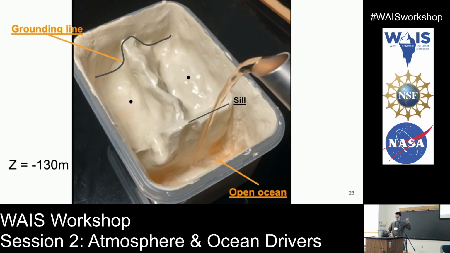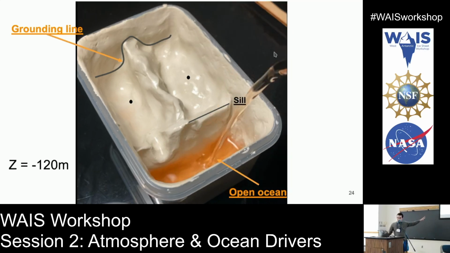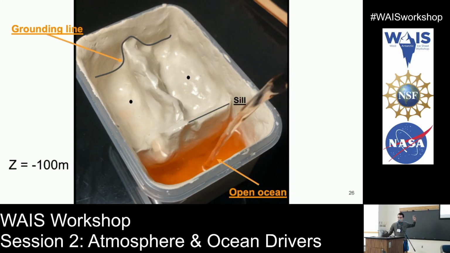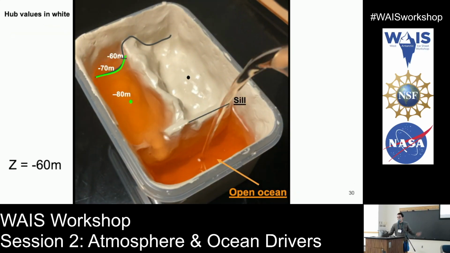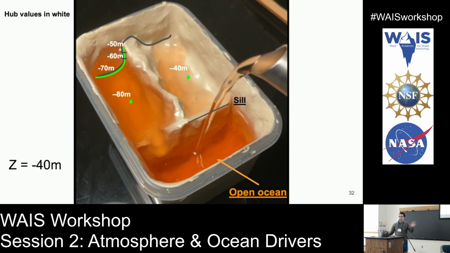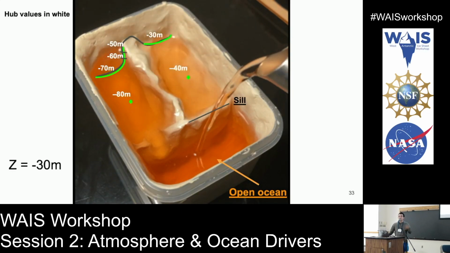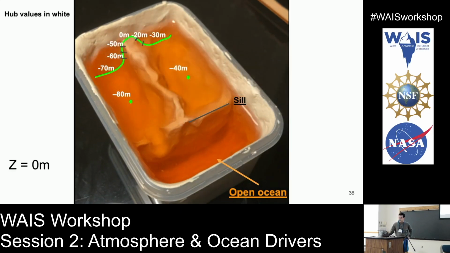So these 2 black points, they're at the same depth, but as we pour in water from the outside, it hits the point on the left, but because there's a sill on the right, the water takes a lot longer to reach it. And so that's the hub for those 2 points.